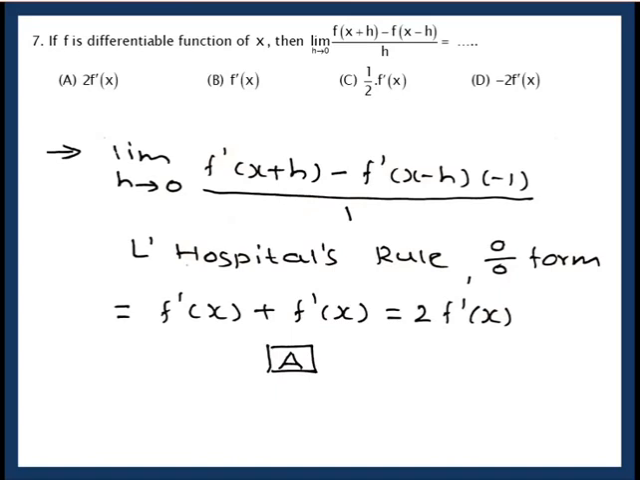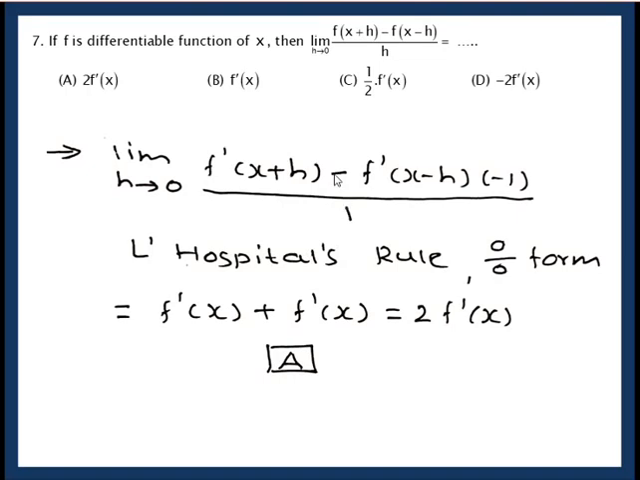If f is a differentiable function of x, then what is the value of this limit? Now the function is differentiable, so this limit exists. You will notice that this is 0 by 0 form. If you put h equal to 0, you get f(x) minus f(x), that is 0 by 0. So clearly it is a case of L'Hopital rule. What is that rule? If the function is of 0 by 0 form, then how to evaluate the limit?